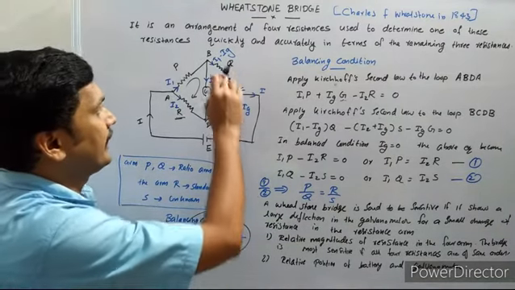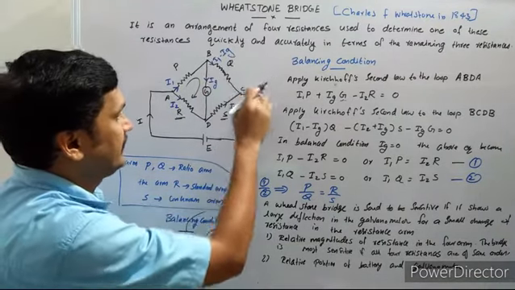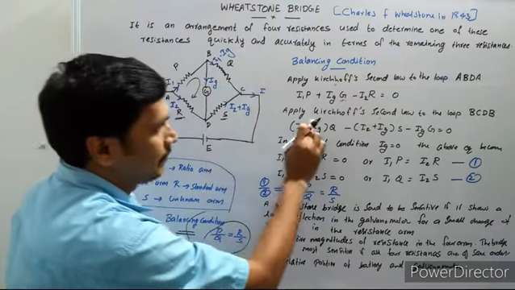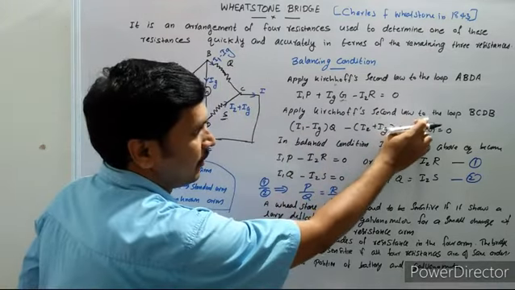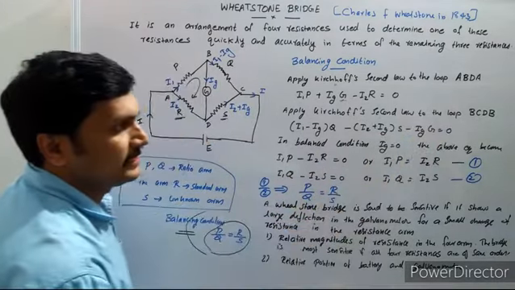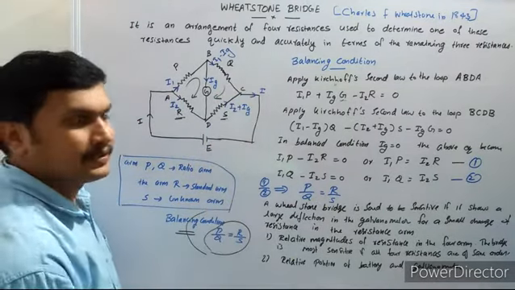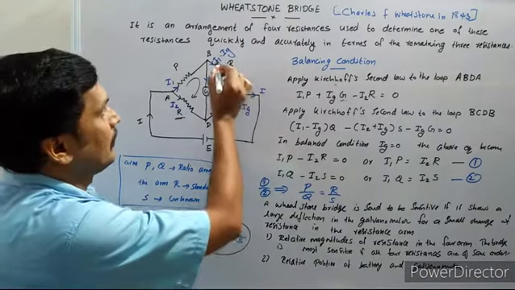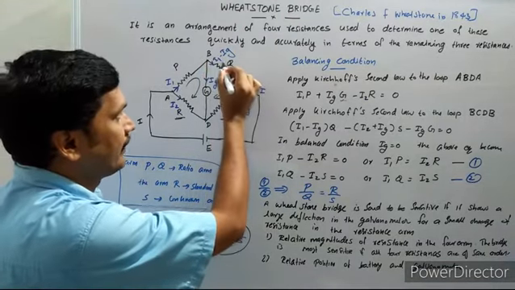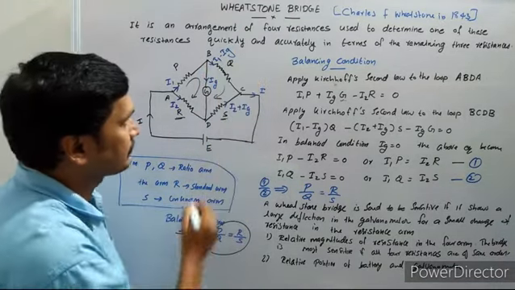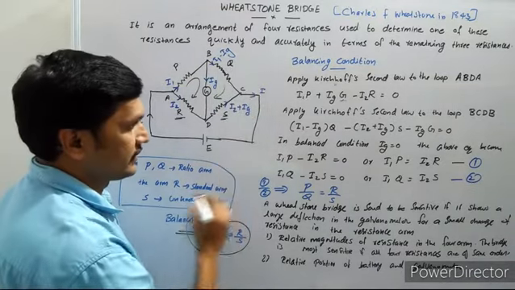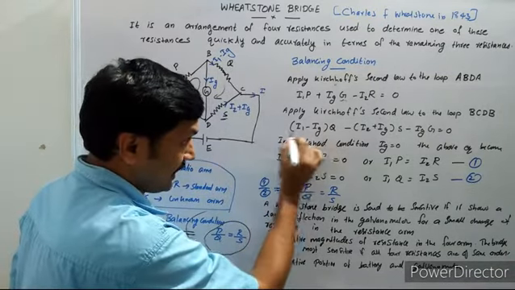Now we take another loop B, C, D, B. Apply Kirchhoff's second law to the loop B, C, D, B. Again, we are moving clockwise. While moving from B to C, we have a current I1 minus Ig passing through the resistance Q. So, I1 minus Ig into Q.